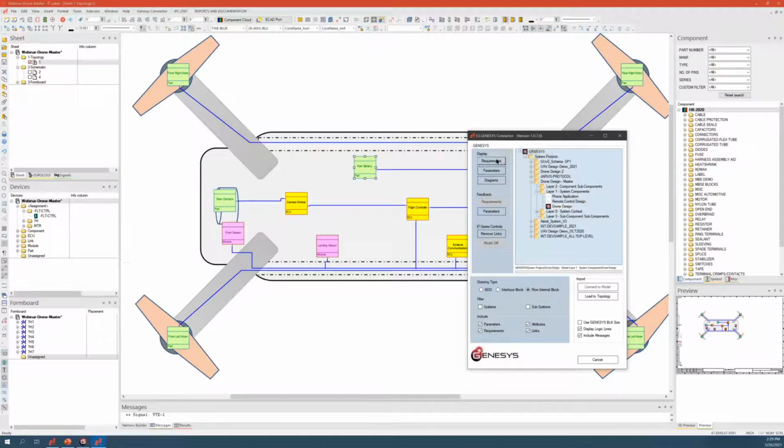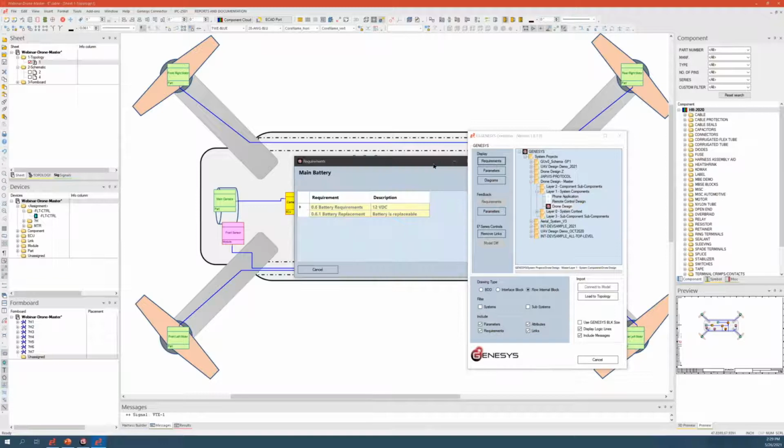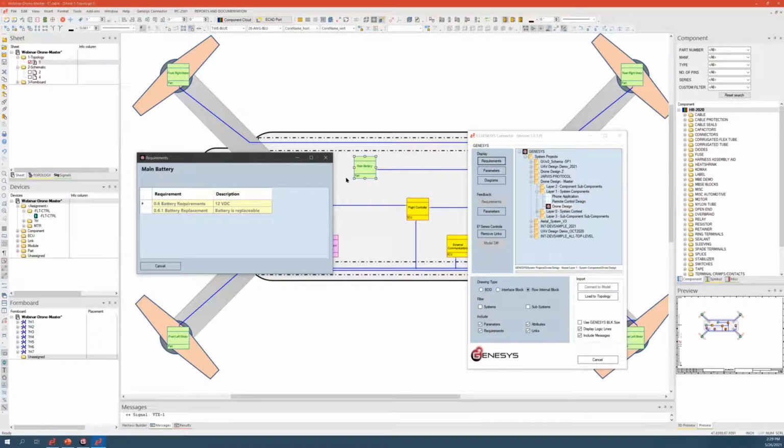We can also take a look at the requirements. It's important to know if there is a requirement on this battery or any connection, and what that might be. For example, the battery requirements are that it's a 12-volt DC application and the battery must be replaceable. The replaceable part is not essential for us on the electrical side, but it might be good to know that we should keep wires and other components out of the way of the battery and maybe give it some slack, because there will be some movement if it's replaceable.